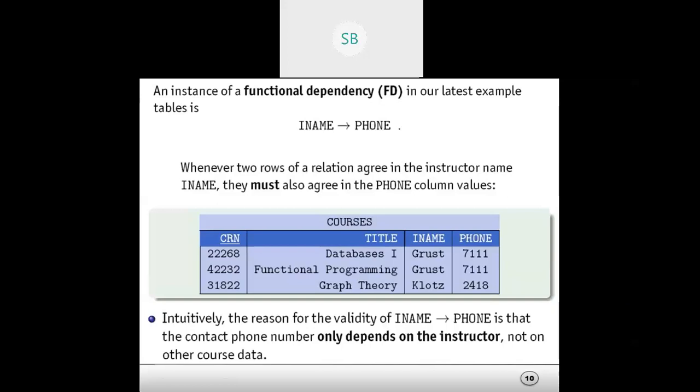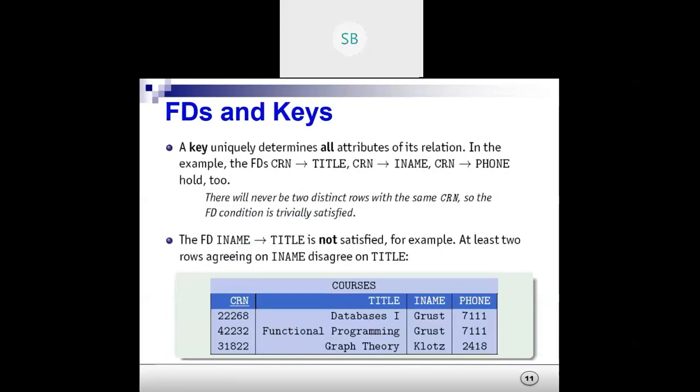Yes. No, ma'am. Okay. Now we have the foreign keys and the keys. A key uniquely determines all attributes of its relation. In the example, the foreign keys for CRN, that is this one, CRN title. Okay, these are foreign keys. These are the functional dependencies.